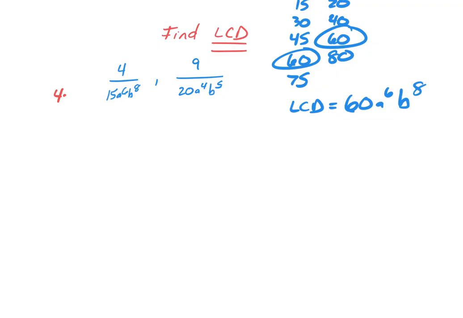I have 6 a's. I need 6 a's, so guess what? We already have as many as we need. We already have all 6 a's. I have 8 b's, and I need 8 b's, so all I'm going to do on top here and bottom is multiply by 4. You don't have to change any variables. So this would become 16 over 60, a to the sixth, b to the eighth.